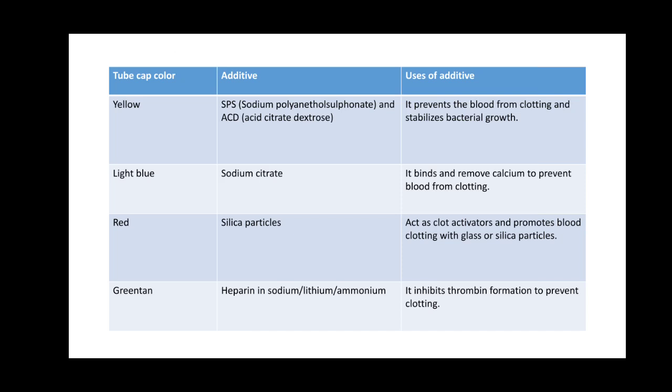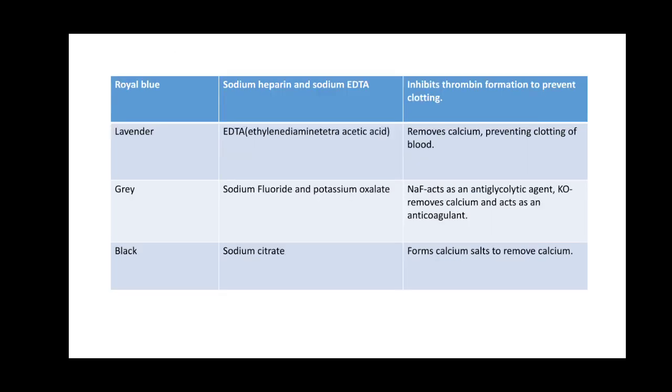And the green tan or glass, which has heparin in sodium or lithium, or ammonium oxalate. It inhibits thrombin formation to prevent clotting. And the royal blue, as it has sodium heparin and sodium EDTA, which inhibits thrombin formation to prevent clotting.